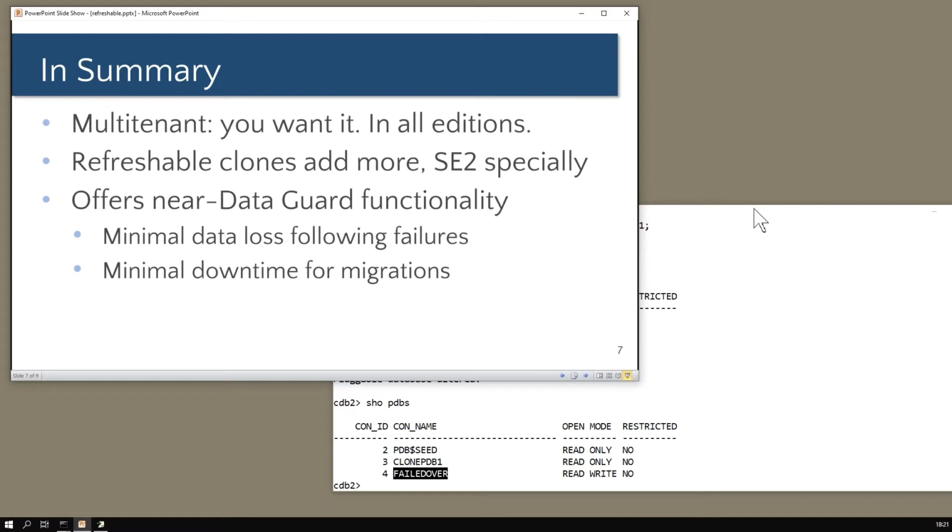In conclusion, multi-tenant, you've got to do it. If any of you have trouble motivating the conversion to multi-tenant with your clients so far, send them to us. We'll persuade them. You've got to do it. And it really is mature technology now. The refreshable cloning capability, particularly either with SE2 or if you're using Enterprise Edition but have not licensed the full multi-tenant capability, this refreshable clone capability may well give you the ammunition you need to motivate the conversion. That wonderful capability, minimal data loss, offloading queries, and my personal favorite, minimal downtime for migrations.